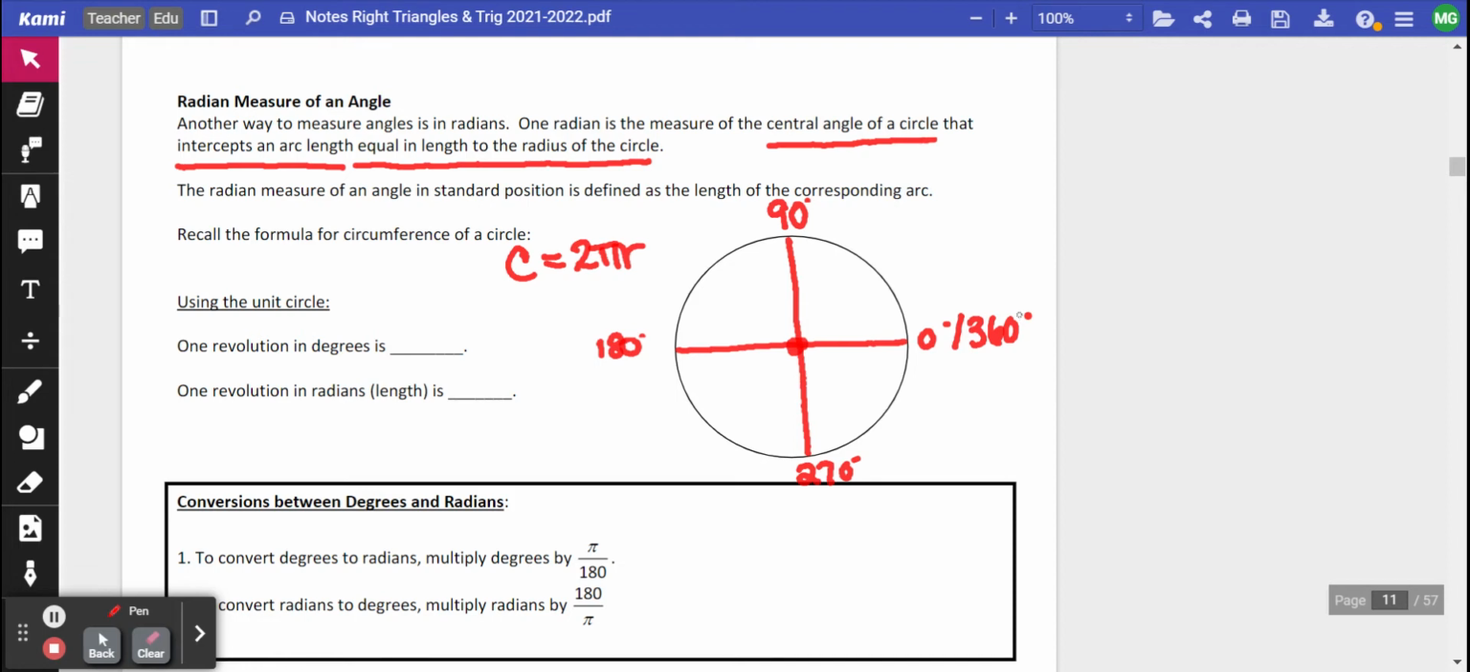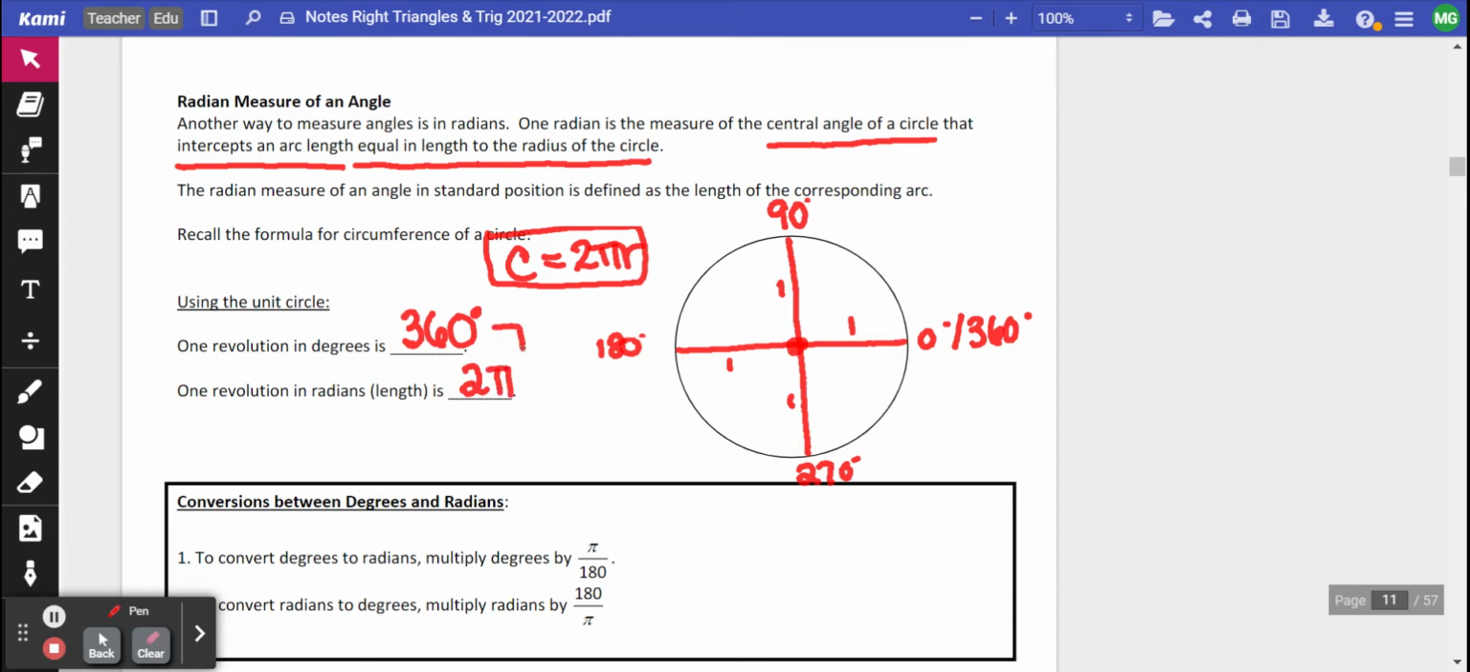So let's think about this. One revolution in degrees is 360 degrees. Okay, so that's good. We already knew that. It's old news, right? So if we know that this is a unit circle, now what does that mean? A unit circle is a circle whose radius is 1. So all the radii are 1. Then what we know is that the circumference would be 2 times pi times 1. So the circumference would be 2 pi.